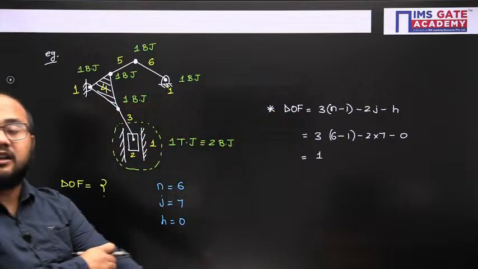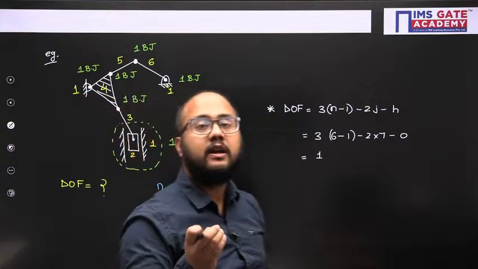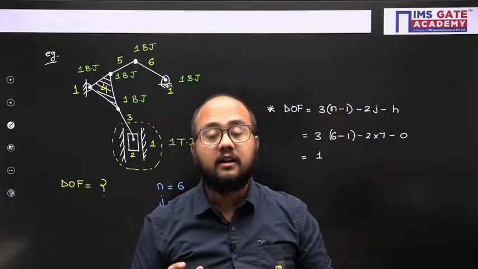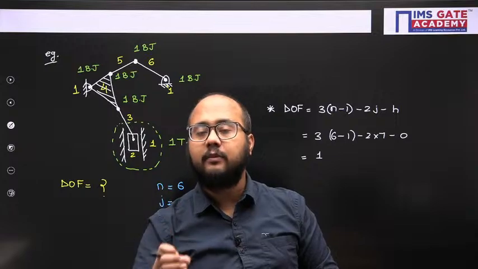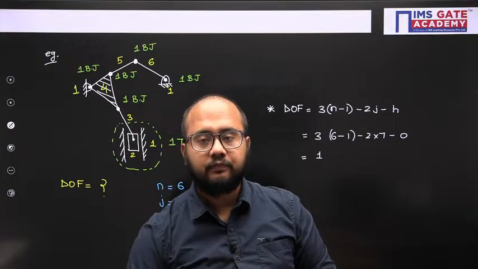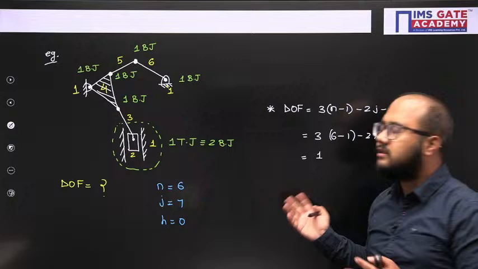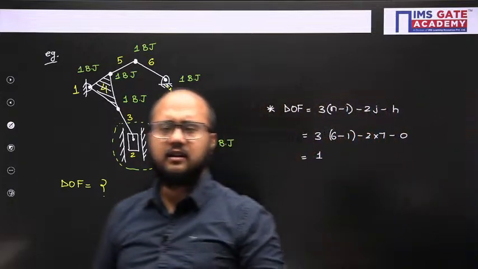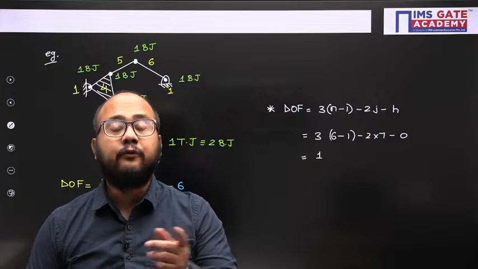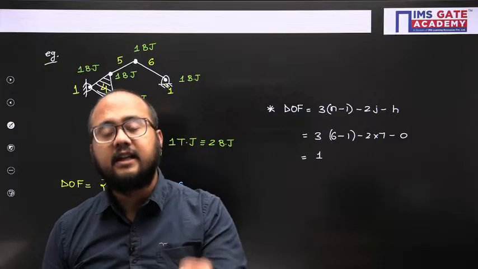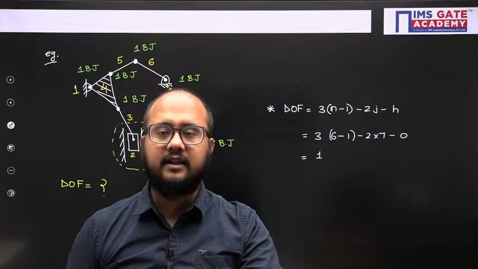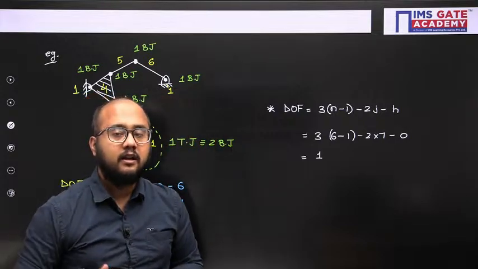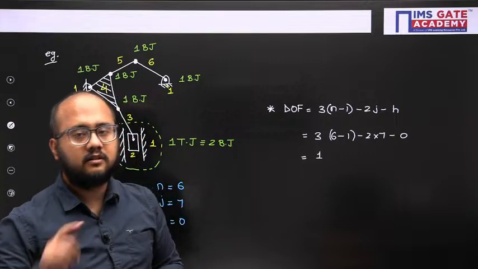Now, if the degree of freedom answer is coming as 0, it simply means it is a structure. Degree of freedom answer 1 means what? It is a constraint mechanism. So if the degree of freedom answer is 0, then it becomes a structure. Please understand this point. Degree of freedom answer 0 means it is a structure.